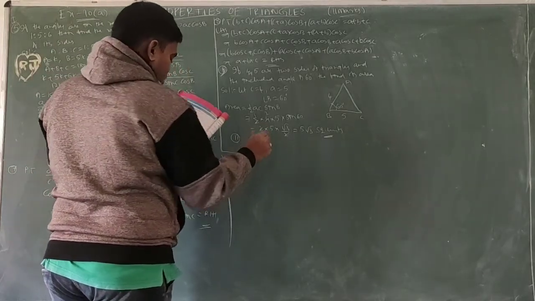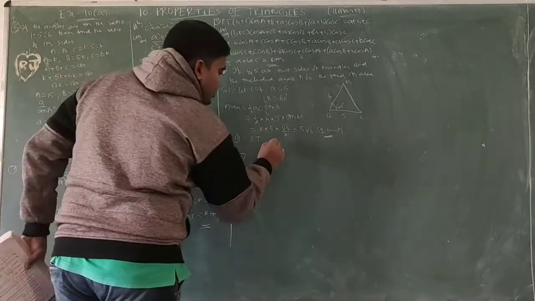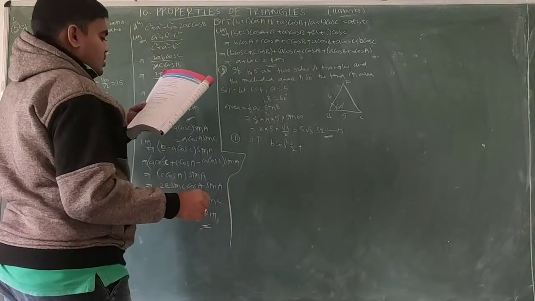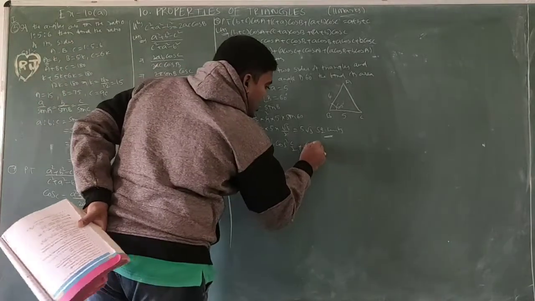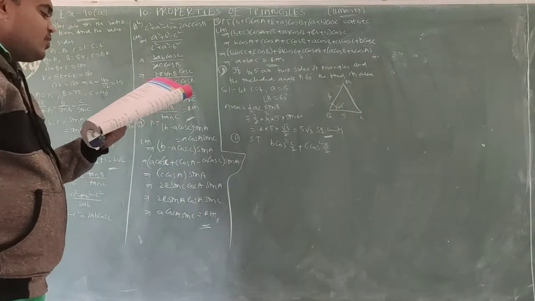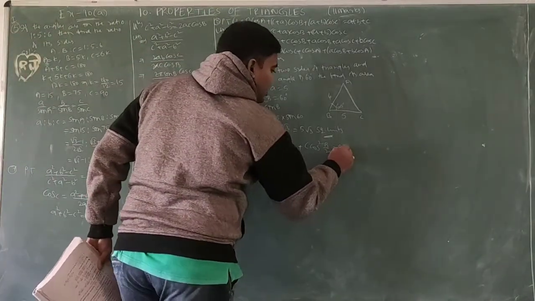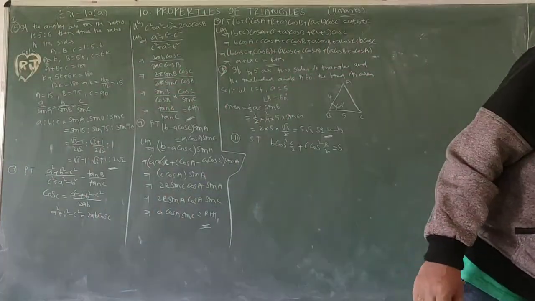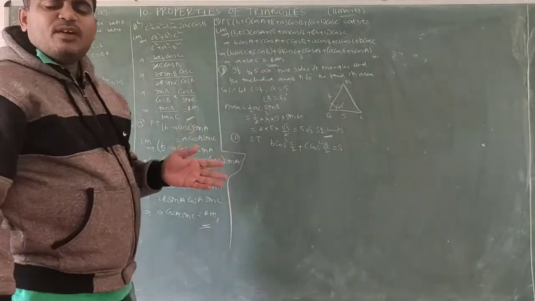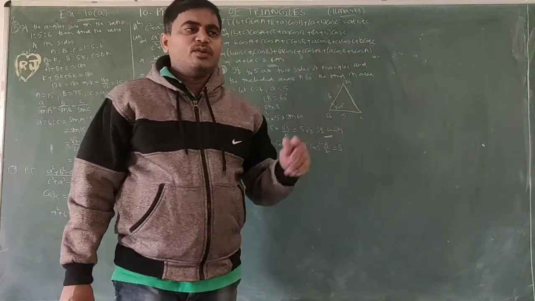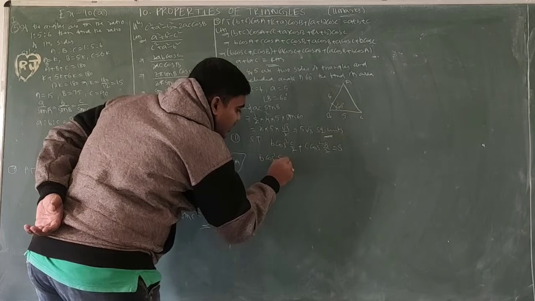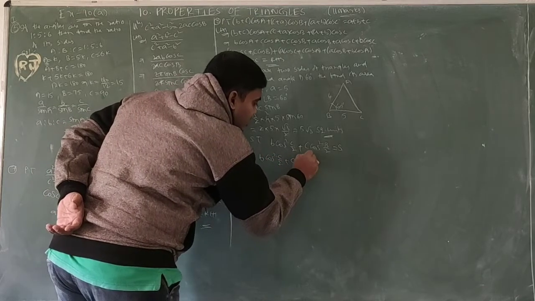Show that b cos square C by 2 plus c cos square B by 2 equals s. We need to prove this one. Okay, first the cos C by 2 formula and cos B by 2 formula. Actually the formulas have square roots. So b cos square C by 2 plus c cos square B by 2.